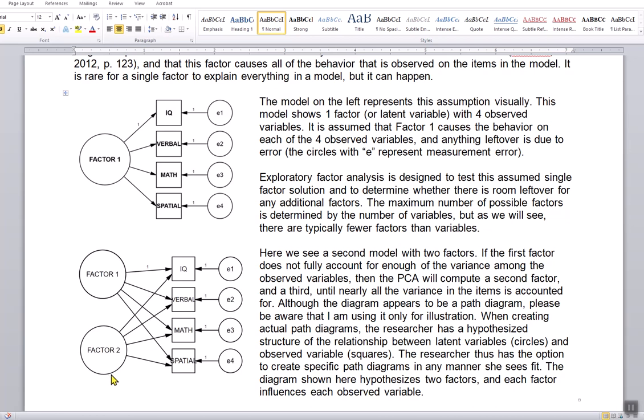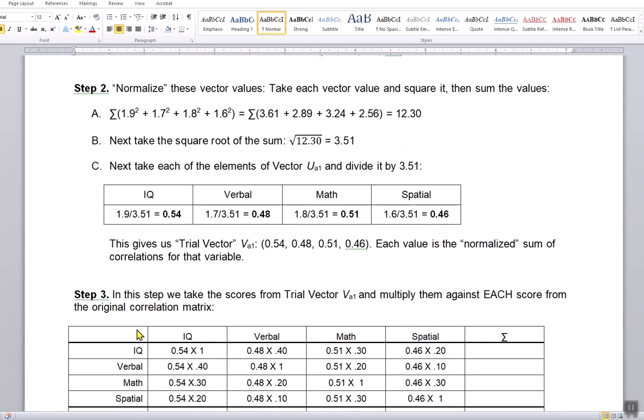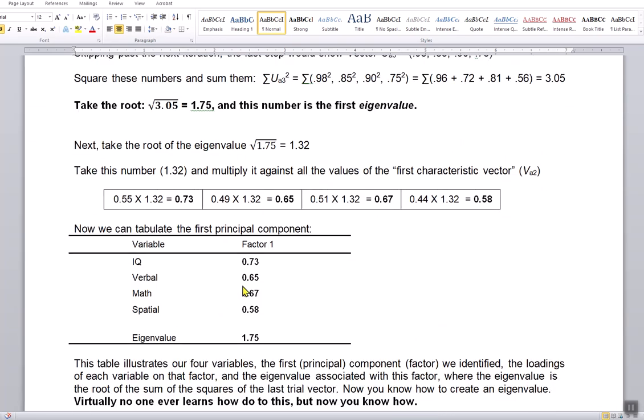So each time you identify a factor, you remove the variability that those variables have with that factor from the correlation matrix, and you see if there's sufficient variability left over to create another factor, and then another factor after that, and so on. And when there's no variability left over, you're going to run out of space for more factors. In factor analysis, a single factor solution is nice, I guess, because it's nice and clean, but normally you don't get a single factor solution. The maximum number of factors is the maximum number of items that you have.